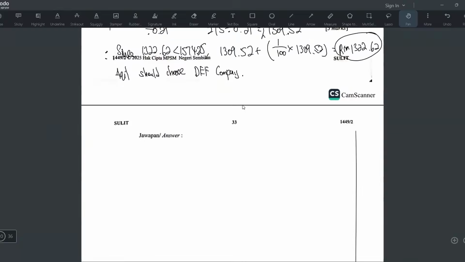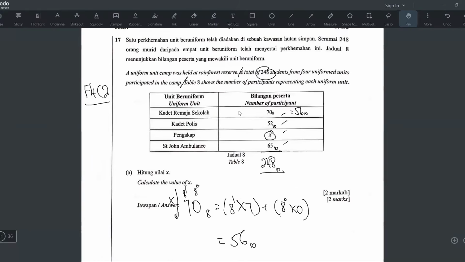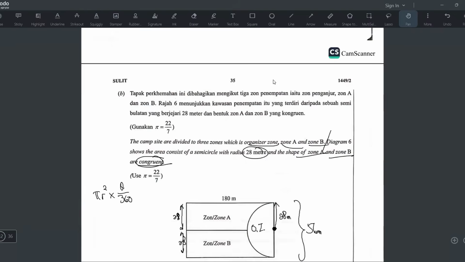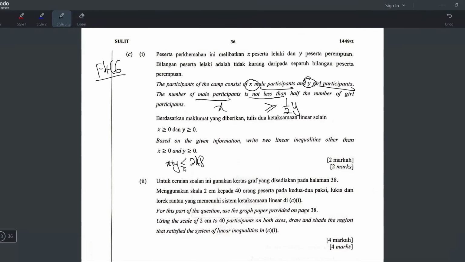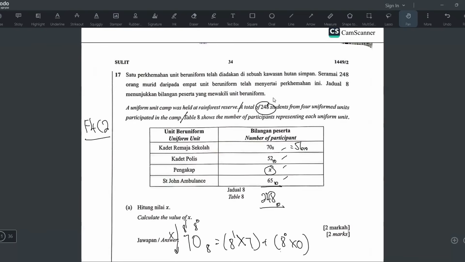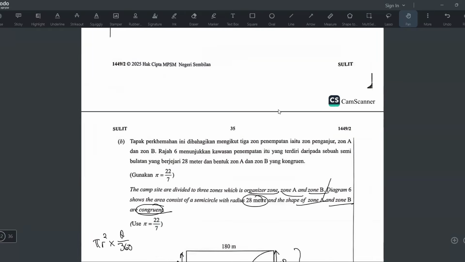Okay, let's read back the A. Yeah, this is the A. So a total of 248 students participate in the camp, right? So that's the total. So I think for the two linear inequalities, yeah, I think there's another one. X plus Y, the number total has to be equal to 248, right? But this one is the inequality chapter, so we can't write equals. So I think you have to write smaller or equals. Cannot be bigger or equals, because if bigger or equals then it cannot work, because they said a total of 248. So it means cannot be more than that. Okay, so that's it.